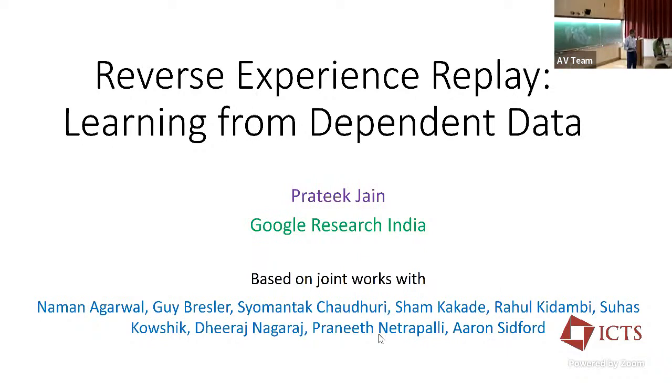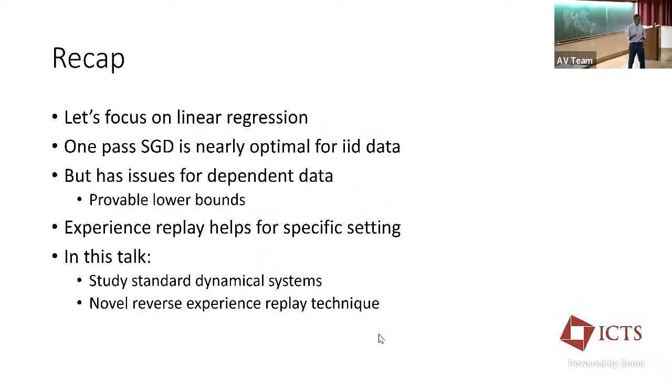Okay, so thank you for joining this session again after the break. Let me just quickly recap what we saw in the last hour or so, which is that we looked at linear regression mainly. And we said that if you have IID data, one pass SGD is good. But as soon as you start having some kind of dependencies between your data points, then there are some issues with SGD. And for some very specific setting around a particular type of Brownian motion setting, we were able to show that techniques like experience replay, which are used in practice quite a bit, can be quite helpful from a regret theory standpoint also.